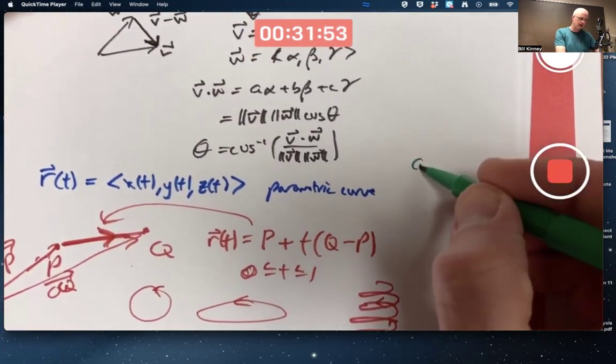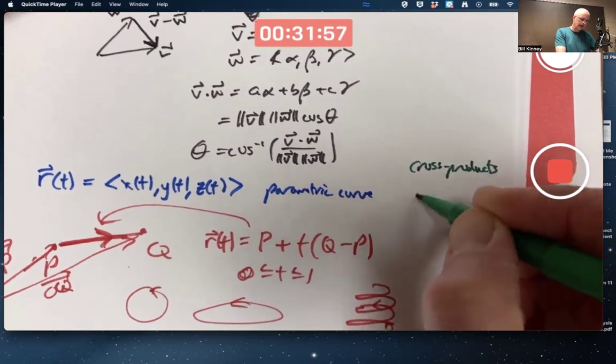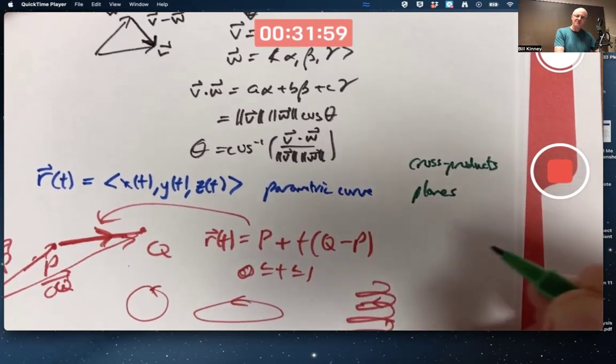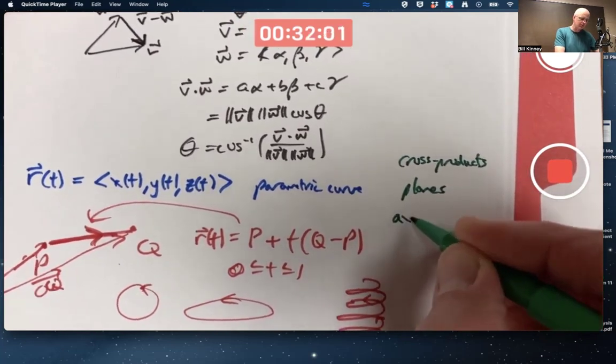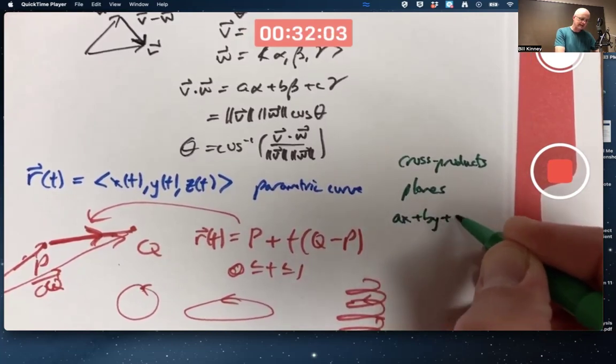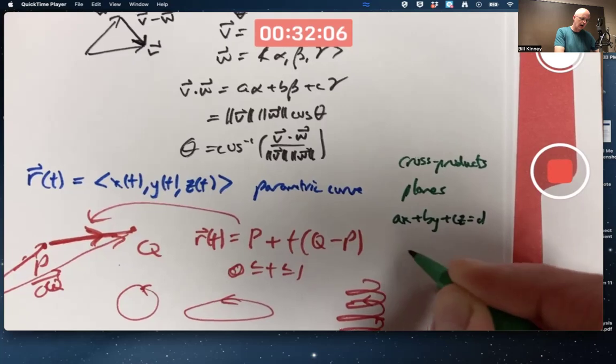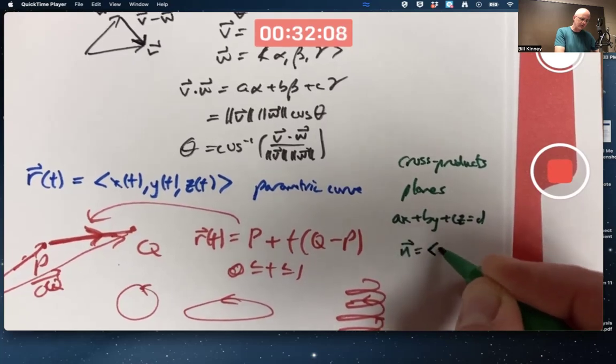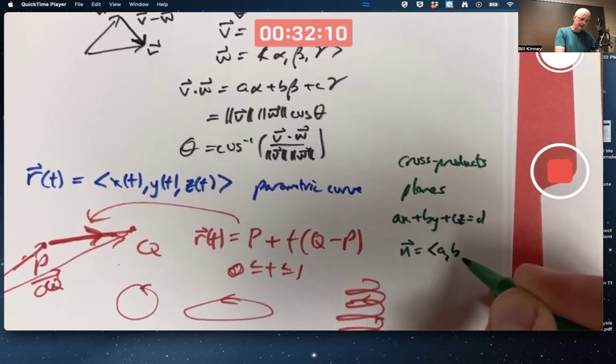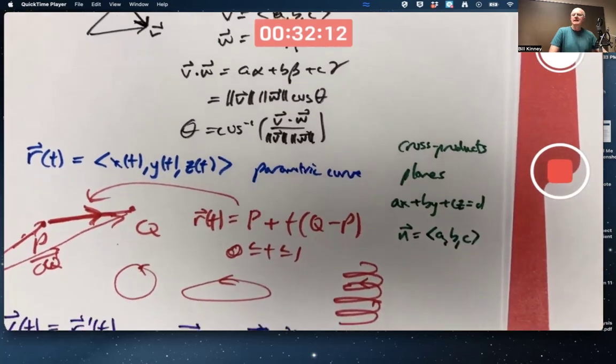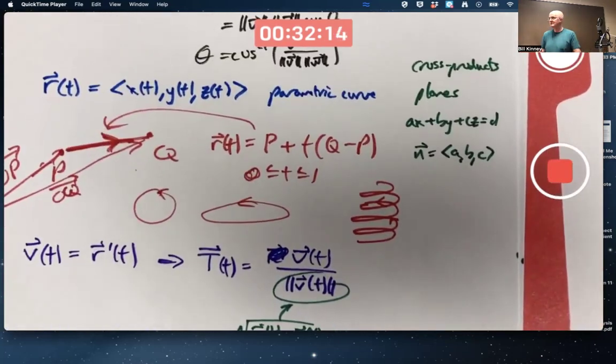Put it up here: cross products, planes, equations of planes. If you've got an equation of a plane ax + by + cz = d, a normal vector to the plane is the vector of the coefficients of x, y, and z. If you've got 3 points, you can figure out an equation for the plane because you can figure out a normal vector by taking a cross product.